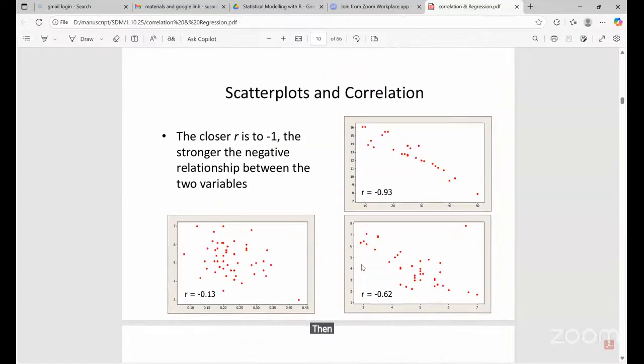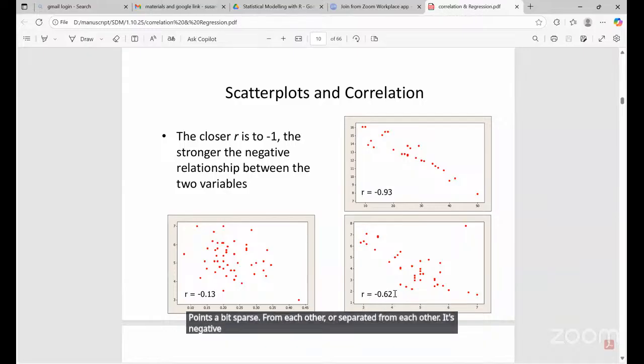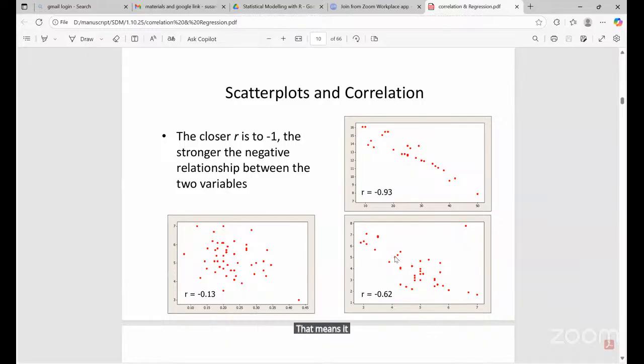Then when we have a negative relationship, the points range from the top left corner to the bottom right. So this is negative correlation, and it is strong because the points are a bit closer to each other. Then here at the bottom, we have points a bit sparse from each other or separated from each other. It's negative 0.62. That means it is strong, but not as strong as when r is negative 0.93.